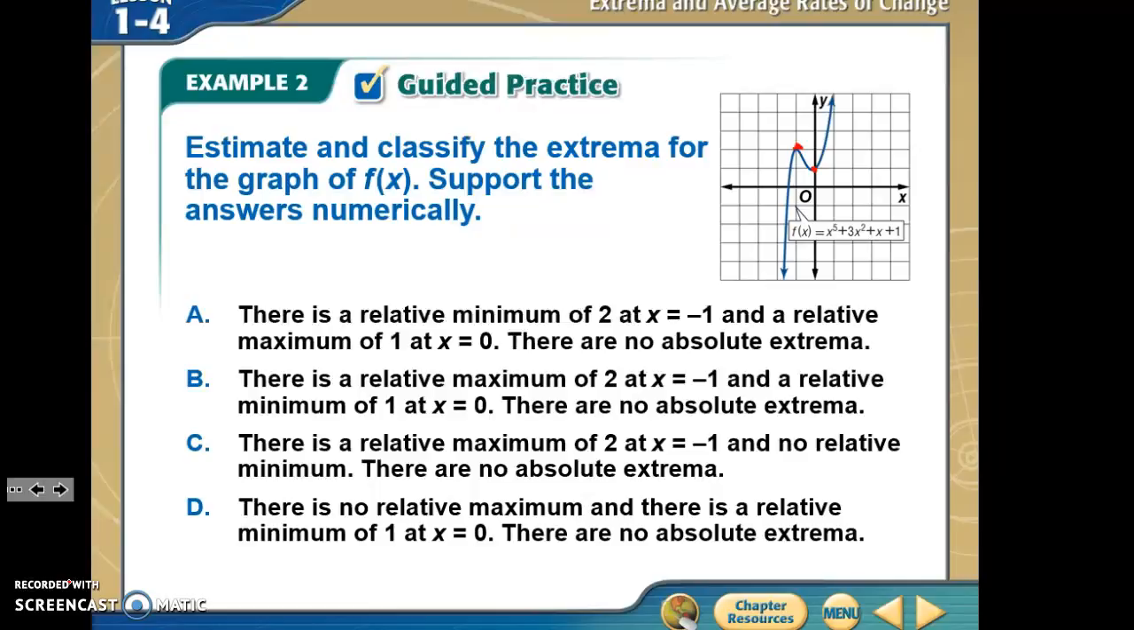If they don't have any numbers, do we just assume they're going by ones on the graph? Yes. This one they're going by 1, because if you plug in 0, you get 1.